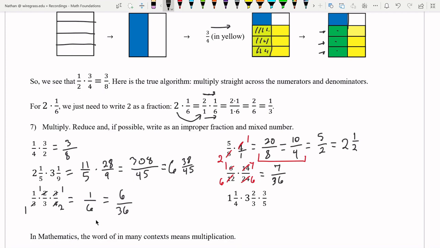You're always going to get the same answer no matter which way you do it, but cross-canceling, like I showed here and here and here, makes it a lot quicker to do the work.